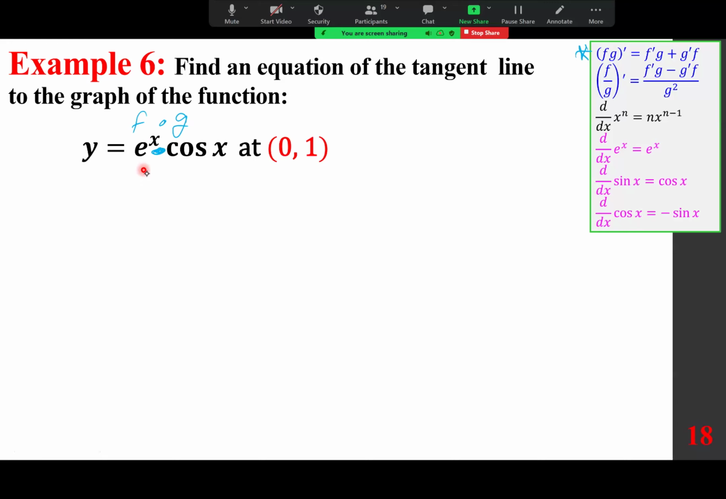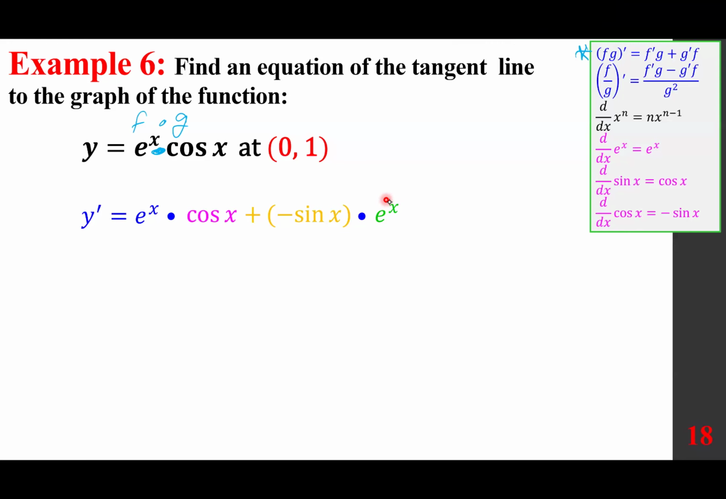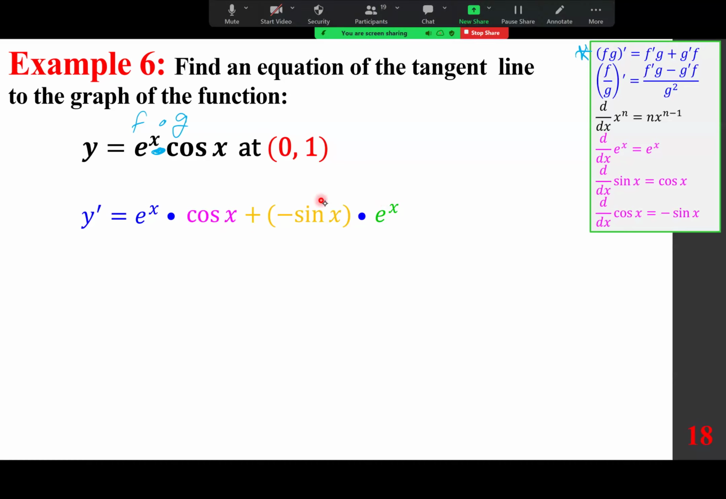So f prime is e to the power of x times cosine x, the g function, plus g prime, the derivative of cosine, again negative sine, times f, e to the power of x. This is the only calculus step, everybody. That's important to know, that there's really not much you have to do as far as calculus. So factor out the e to the power of x and you get cosine x minus sine x. And this is the derivative function.